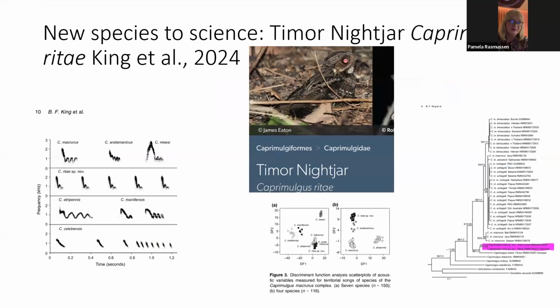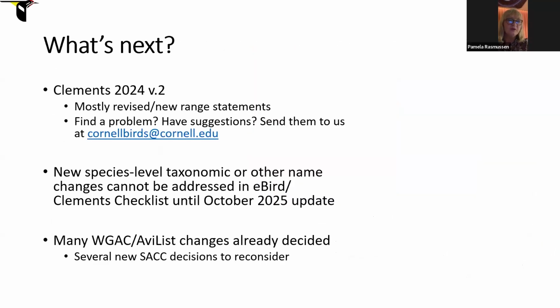And again, flagging a new species to science. This one was known for a long time, but took a long time to get the description together. And the description is very, very comprehensive and clearly establishes its status as a new species based on the fact that it's not too closely related to anything else. It is relatively close to the Floresian nightjar, Caprimulgus masaae, but vocally different as well. All right, next slide. And what's next?